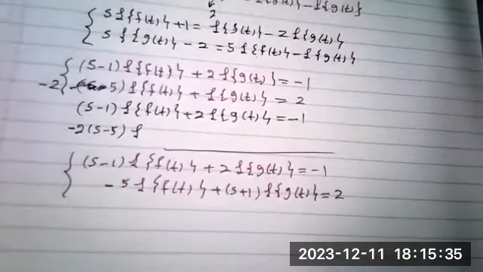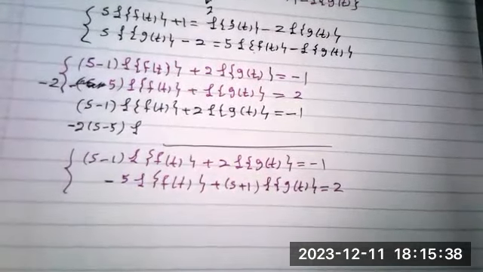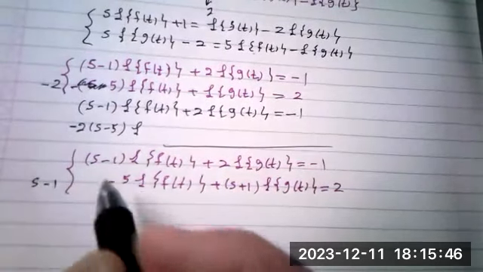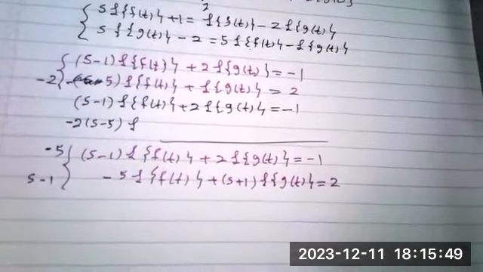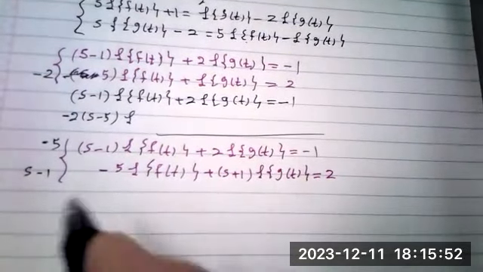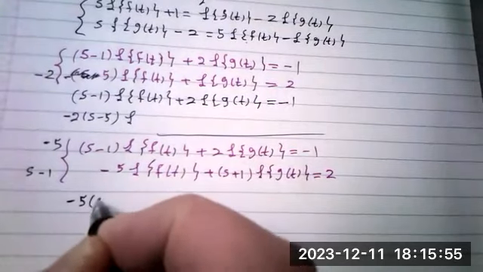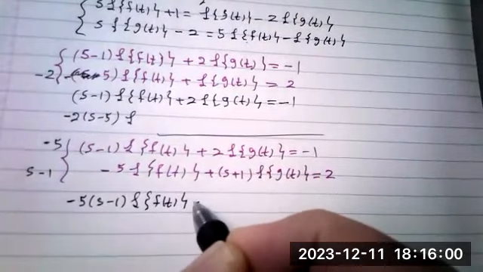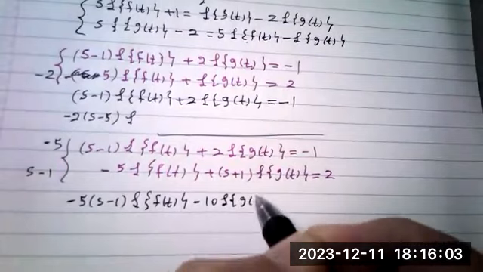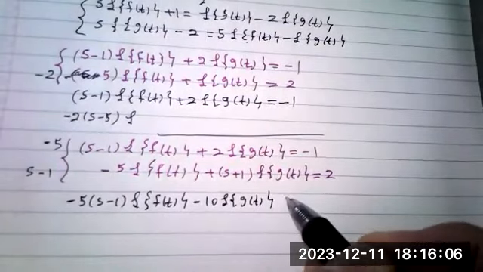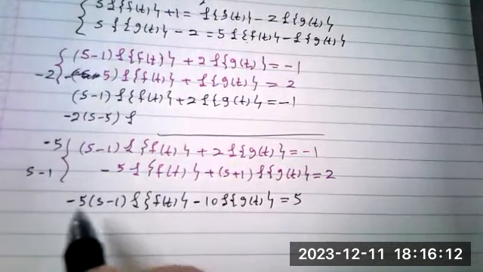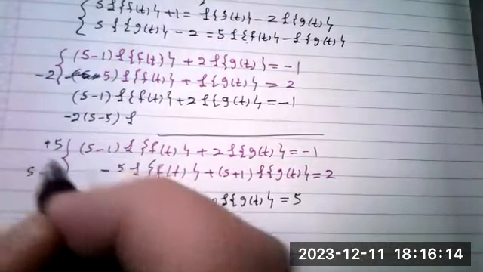Both of them are going to be the same. I'm going to eliminate the f. So what I do is I have to multiply this one by s minus 1, and the other one by -5. Both of them are going to be the same. Okay, so let's do it. It's a -5 times s minus 1 Laplace of f of t, and minus 10 Laplace of g of t. And this is going to be a positive 5. So you multiply this one by s minus 1. In fact, that would be a positive 5 would be better.